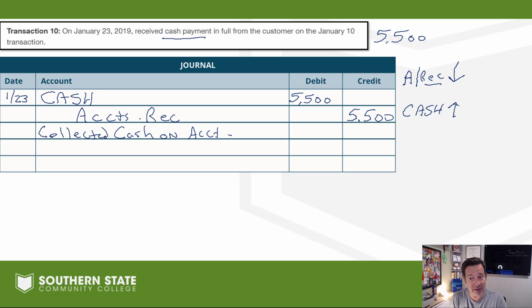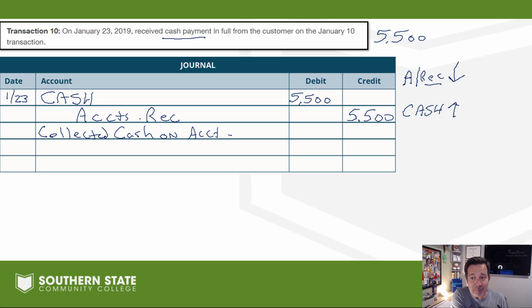Notice I didn't count revenue. This has nothing to do with revenue. We counted the revenue at the time of sale, right? If I count revenue again, we have a fancy word for that in accounting. It's called fraud. That's the kind of thing you go to jail for. Double counting revenue is a big no-no. We don't count revenue here.